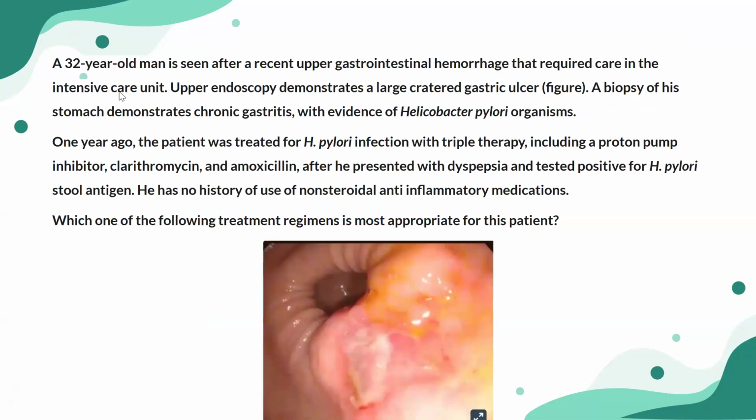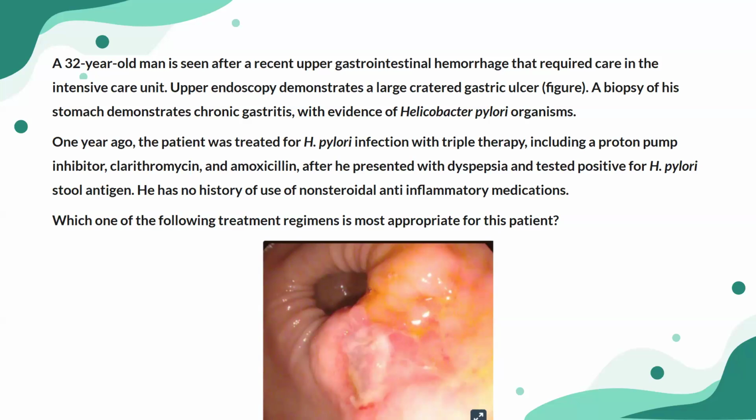Okay, moving on to the next question. A 32-year-old man is seen after a recent upper GI hemorrhage that required care in the ICU. Upper endoscopy demonstrates a large cratered gastric ulcer. So they tell you that this is a gastric ulcer. A biopsy of his stomach demonstrates chronic gastritis with evidence of H. pylori. There you go. One year ago, this patient was already treated for H. pylori with triple therapy, including PPI, clarithromycin, and amoxicillin, after he presented with dyspepsia and tested positive for H. pylori. He has no history of use of NSAIDs. Which of the following treatment regimens is most appropriate for this patient?